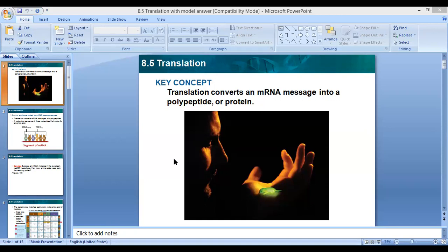We said that during transcription, 3 types of RNA can be made, which are messenger RNA, which has function of carrying the message. Ribosomal RNA, which binds to the ribosomes to make the proteins, and the tRNA, which we are going to talk about today, transfer RNA, which help in transferring amino acids that build the protein. Now, translation is converting an mRNA message into a polypeptide or protein.